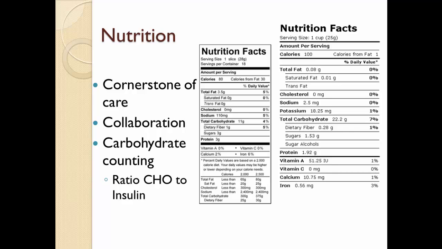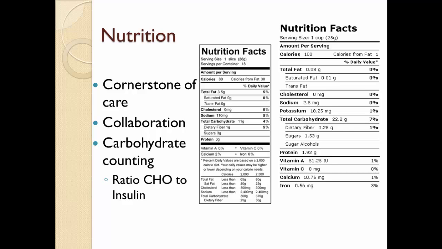22.2 divided by 15 comes out on your calculator. It says 1.48. Remember, we only take it out to the tenth, so it's 1.4. So I'm going to round it to the nearest whole unit. 1.4 is 1 unit. I'm going to give 1 unit of insulin.